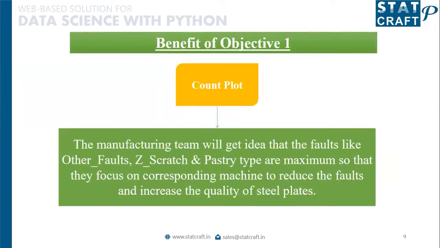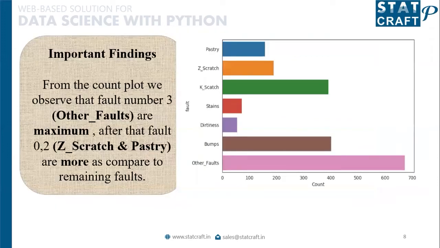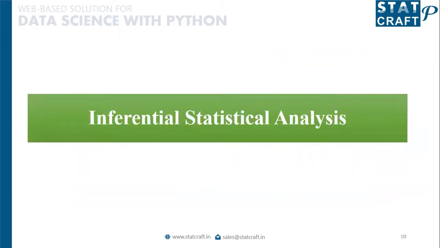Now, one of the questions here is, what is the benefit that we get by doing a count plot? If you read this explanation, the manufacturing team will get an idea that faults like other faults, scratch, and pastry type are maximum, and therefore they can now focus on the corresponding machines to reduce these faults and increase the quality of the steel plates. This is one of the benefits from the earlier plots that we have been able to produce.